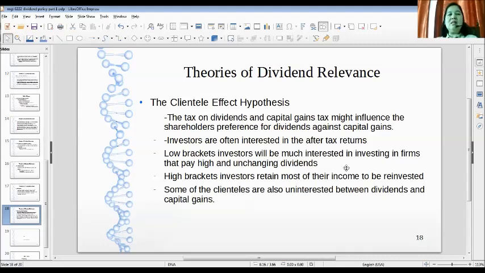Next is, some of the clientele are also interested between dividends and capital gains. So meron ding mga stockholders na parehas nilang gusto ang dividends and at the same time, gusto rin nila ang capital gains. So, ibig sabihin class, favor sila tumaas ang value ng stocks nila, if not paying dividend kasi mag-invest ulit sa ibang business, or pwedeng lumaki din ang stocks because of the prestige na yung stocks nila ay malaki ang dividend. So iba-iba ang perception ng mga investors.